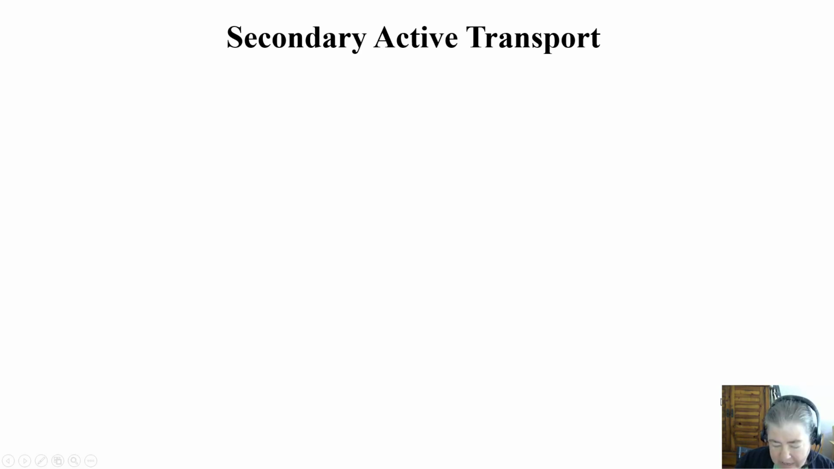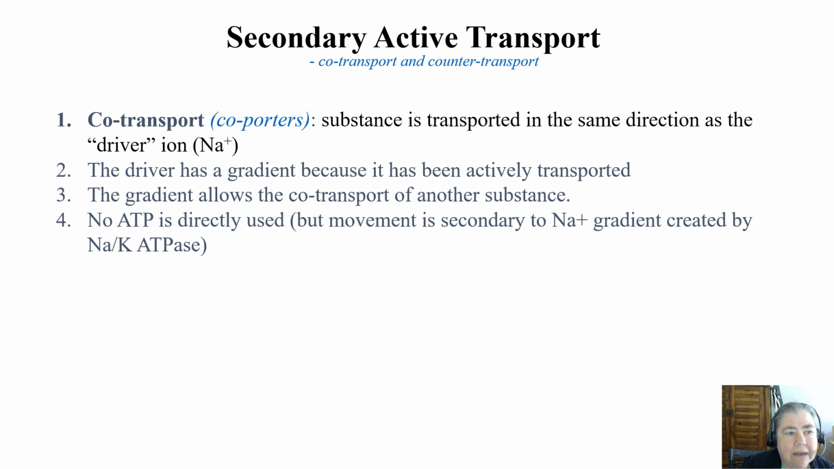So let's talk about secondary active transport. We mentioned earlier that there were 2 kinds of active transport. Well, there are 2 kinds of secondary active transport, co-transport and counter-transport. In the case of a co-transporter, which is also called a symporter, the substance moves in the same direction as the ion that's driving it. I mentioned that most of the time sodium is the ion whose concentration drives secondary active transport.